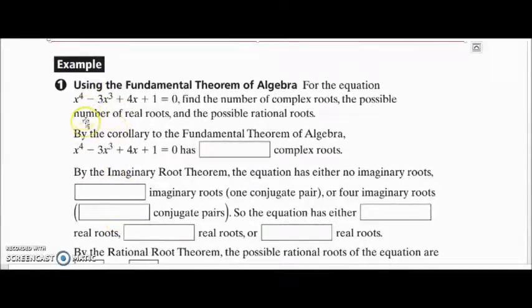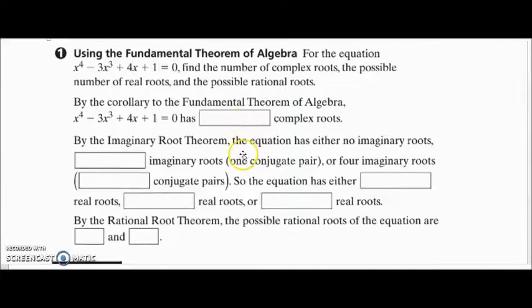All right, so we have this polynomial x to the fourth minus 3x cubed plus 4x plus 1 equals 0. And we want to find the number of complex roots, the number of real roots, and the possible number of rational roots. So by that corollary of the fundamental theorem of algebra that we just looked at, this is to the fourth power. So it has 4 complex roots. Go ahead and write 4 complex roots in there.